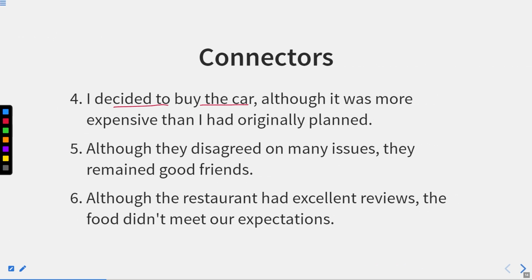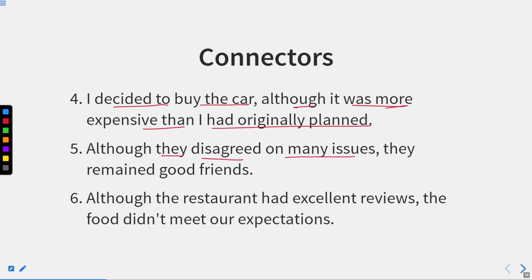Now, I decided to buy the car, although it was more expensive than I had originally planned. It means, suppose a person has planned for a car of 10 lakhs, but he purchased a car of 15 lakhs. So, this is an over-budgeted car. Okay, so although I decided to buy the car, it was more expensive than I had originally planned.